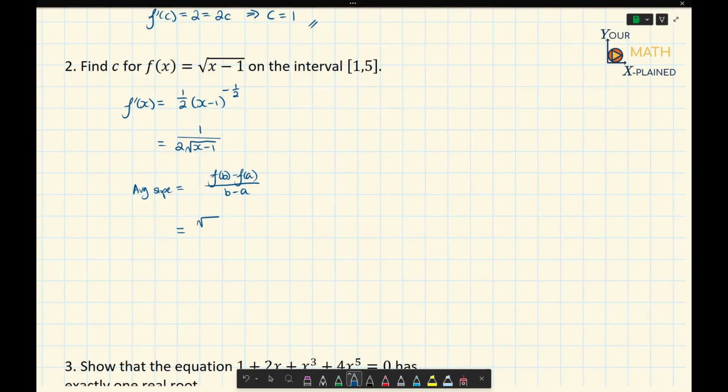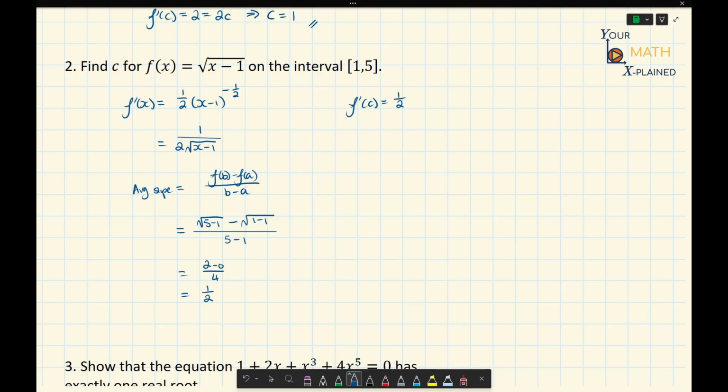So this is going to be the square root of 5 minus 1 minus the square root of 1 minus 1 over 5 minus 1, which is 2 minus 0 over 4. So our average slope is 1 over 2. So now we just need to find c, where f prime of c is equal to 1/2.